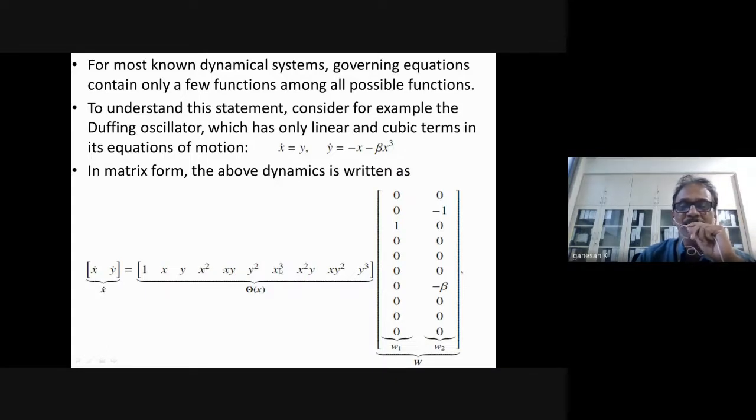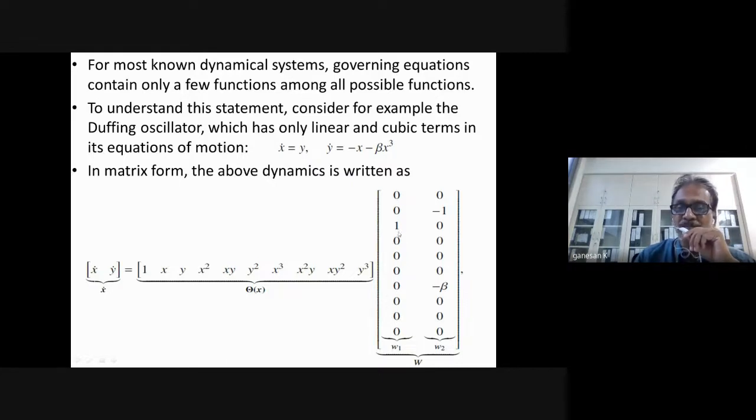If it is cubic: x cubed, y cubed, x squared y, x y squared, and so on. These are the various permutations and combinations of the polynomial functions that I can think of on the right-hand side of this dynamical equation, which is represented by theta of x. And this is my weight matrix, which I talked about in my neural network. You see that this is my output and this is my input.